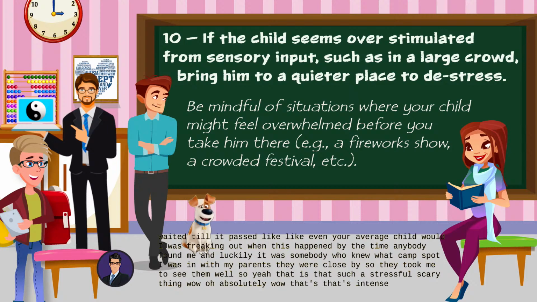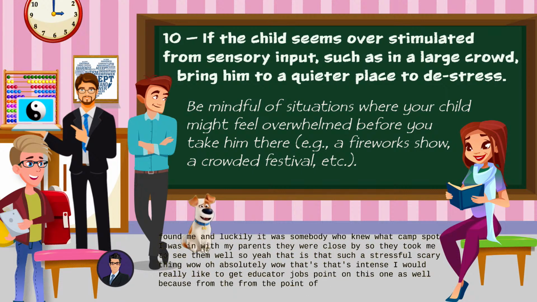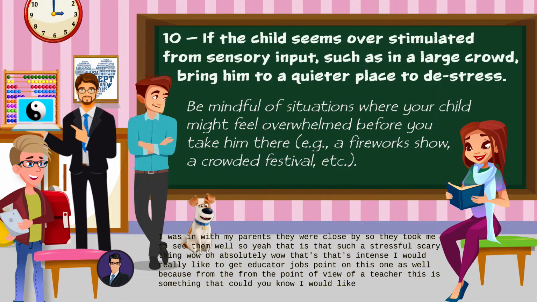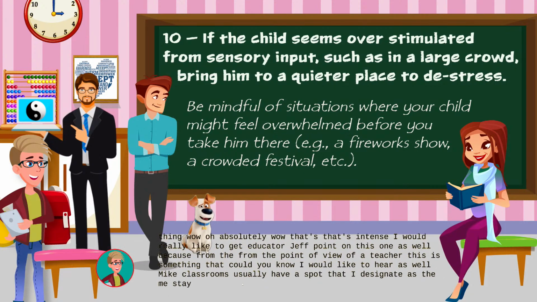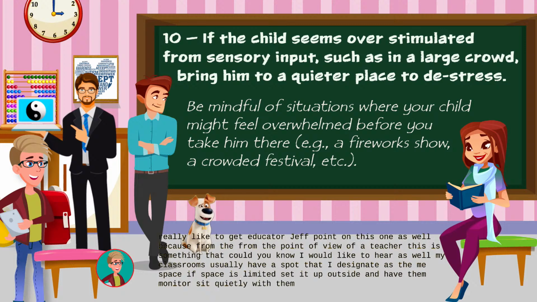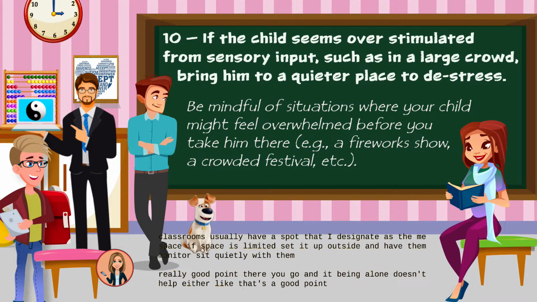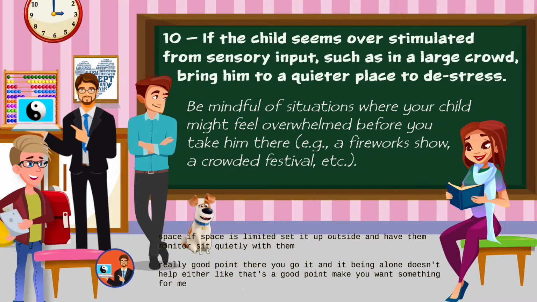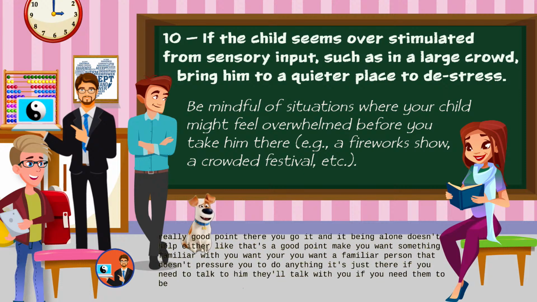And I would really like to get educator Jeff's point on this one as well, because from the point of view of a teacher, this is something that I would like to hear as well. My classrooms usually have a spot that I designate as the me space. If space is limited, set it up outside and have a monitor sit quietly with them. That's a really good point. There you go. And being alone doesn't help either. Like, you want something familiar with you. You want a familiar person that doesn't pressure you to do anything. It's just there. If you need to talk to them, they'll talk with you. If you need them to be quiet, they'll be quiet.